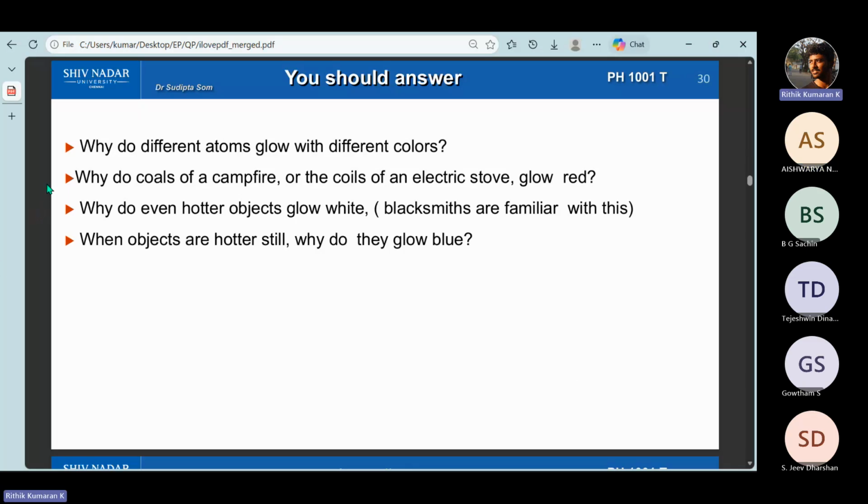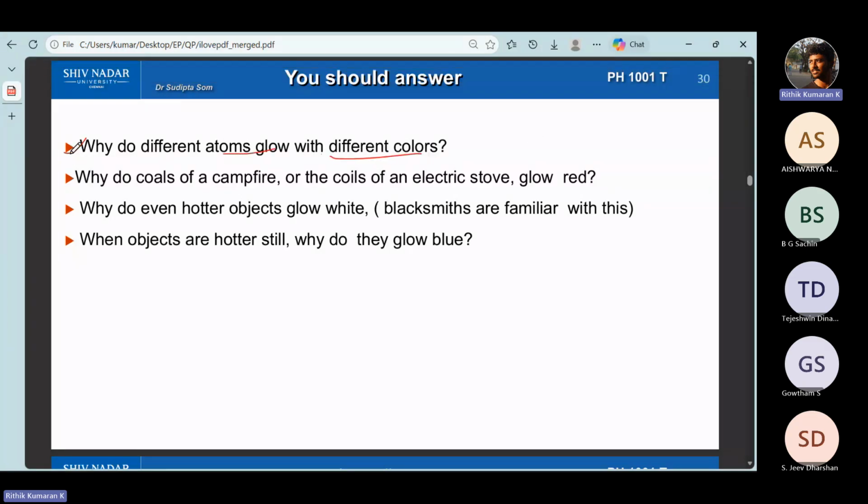Okay. First question, why do different atoms glow with different colors? As I said, every atom will have its unique structure and its unique energy levels and unique radiation amount, because every object will have different emissive power, absorptive power, everything. So obviously radiation will also differ. If radiation differs, obviously the wavelength also will differ. In the visible region, different wavelengths will give rise to different colors. So that is why we could see atoms glow with different colors.